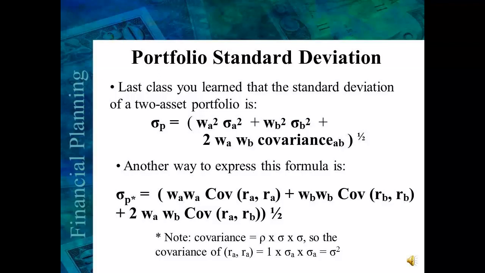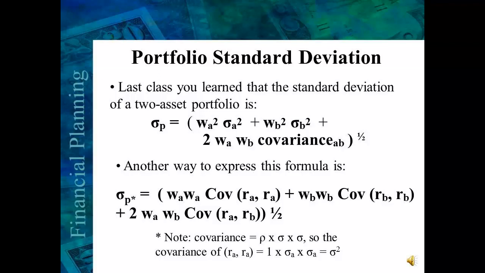As a formula, you can express the standard deviation of the portfolio as the square root of the weight of asset A times the weight of asset A times the covariance of asset A with asset A plus the weight of asset B times the weight of asset B times the covariance of asset B with asset B plus 2 times the weight of asset A, weight of asset B times the covariance of AB. It may not look like it at first glance. However, the two equations on this slide are the same.